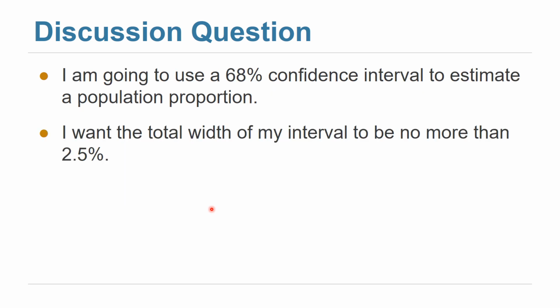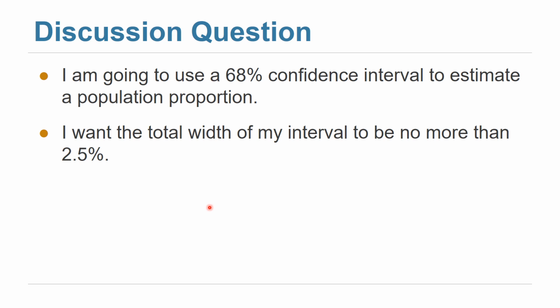Now the last discussion question. Let's say that I'm going to use a 68% confidence interval. So notice here that the confidence interval is different. It's not 95%. It's a 68% confidence interval to estimate a population proportion. Again, I hope that you know now that a population proportion is equivalent to a sample average, in the case of 0-1 values, like votes or answers to yes/no questions.